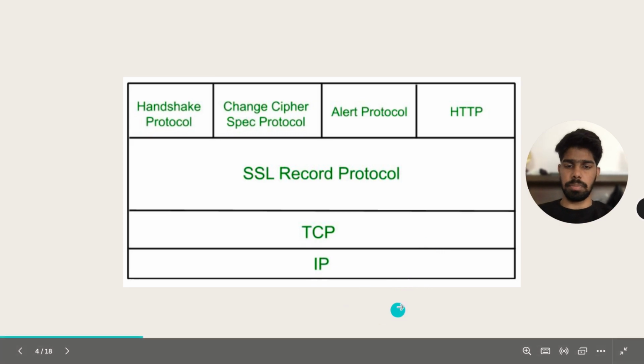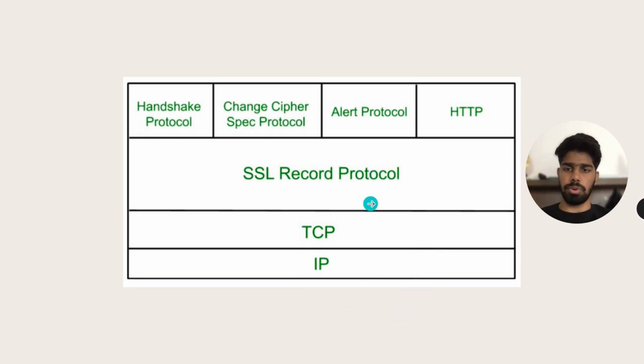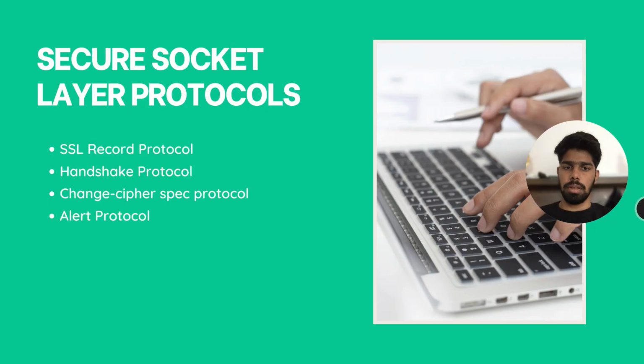This is how SSL sits in the network layers. It is above TCP and IP. The SSL record protocol is just one of the protocols of total SSL encryption. The SSL protocols are the SSL record protocol, handshake protocol, change cipher spec protocol, and alert protocol. These are four different protocols which come under SSL.